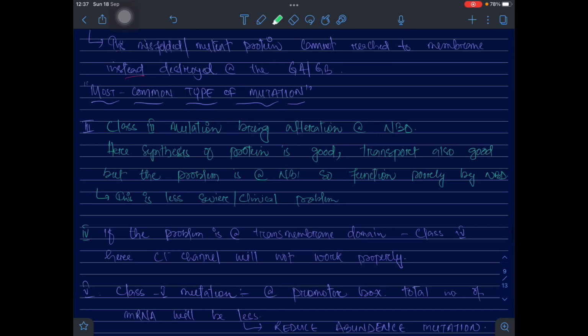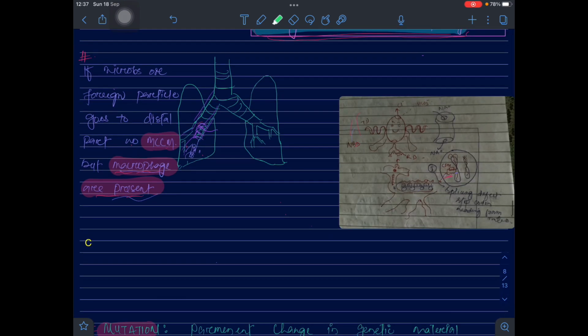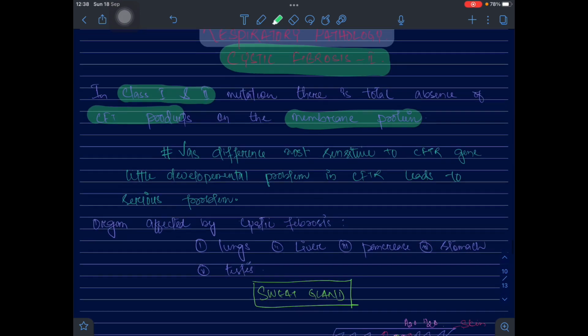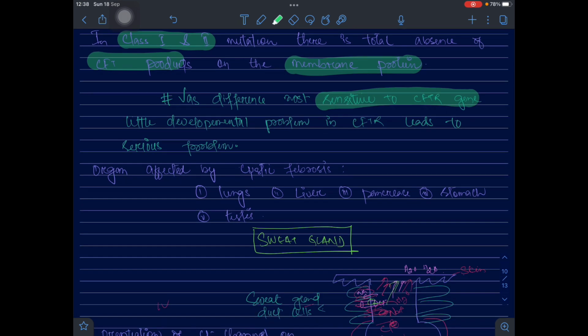What does that mean? Let's look at the picture from our previous class. Here it is. In this picture we see the CFTR gene. Here the products from the CFTR gene will be totally absent in the membrane protein. This here is the membrane protein. Due to this, the severity is maximum. And the vas deferens in the male genital tract is the most sensitive to the CFTR gene, and with even a little developmental problem in the CFTR gene, there will be a serious problem.